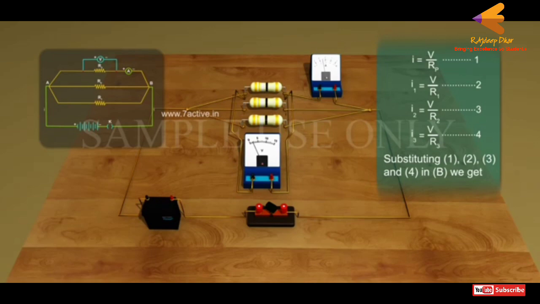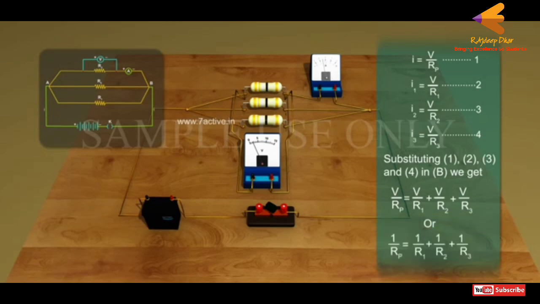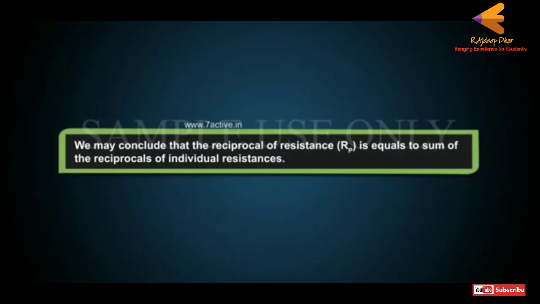Substituting 1, 2, 3 and 4 in B, we get V by Rp is equal to V by R1 plus V by R2 plus V by R3, or 1 by Rp is equal to 1 by R1 plus 1 by R2 plus 1 by R3. We may conclude that the reciprocal of resistance Rp is equal to the sum of the reciprocals of individual resistances.